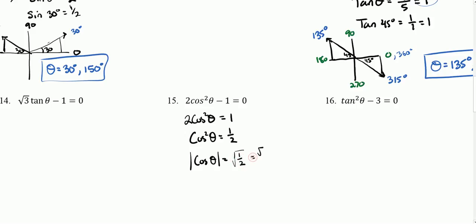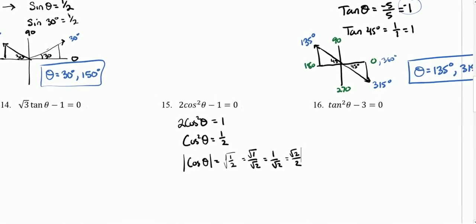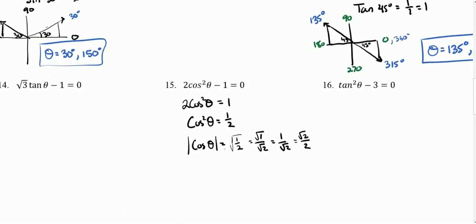which is the square root of 1 over the square root of 2, which is 1 over square root of 2. And if I multiply top and bottom by root 2, I end up with root 2 over 2. Now because we have the absolute value, to get rid of that absolute value, we can say that the cosine of theta is either positive root 2 over 2 or negative root 2 over 2. So we can say plus or minus root 2 over 2.